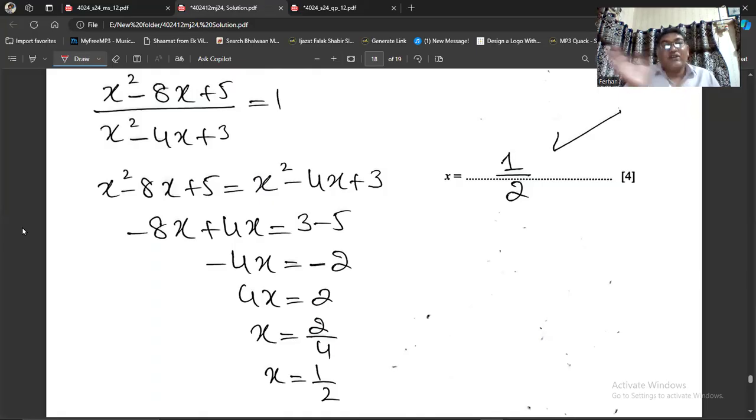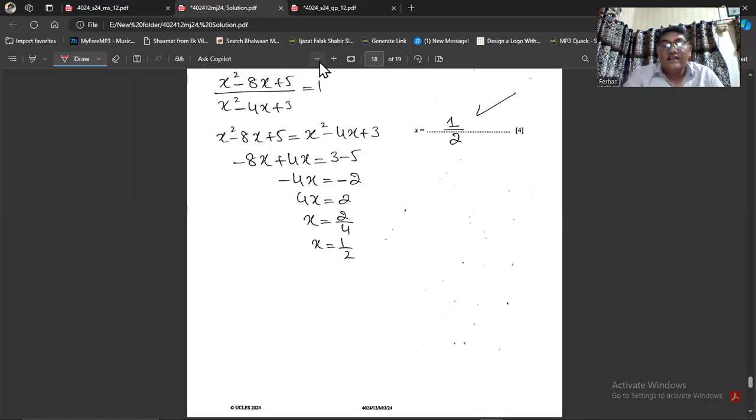So x squared and x squared will be cancelled. So you are left with -8x plus 4x equals 3 minus 5. So -4x equals -2, minus will be cancelled. 4x equals 2, x will be equal to 2 by 4, and x will be equal to 1 by 2. So this is how this is done.